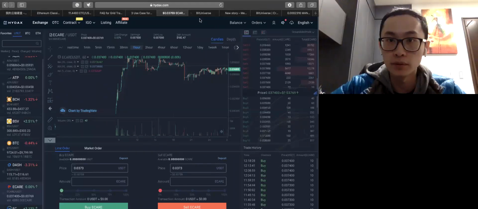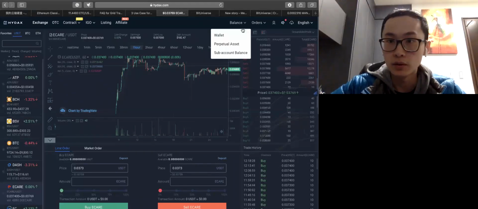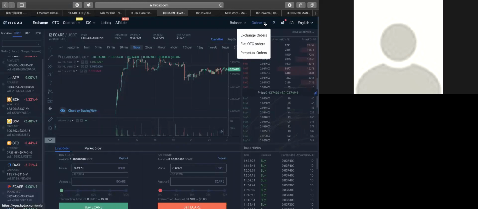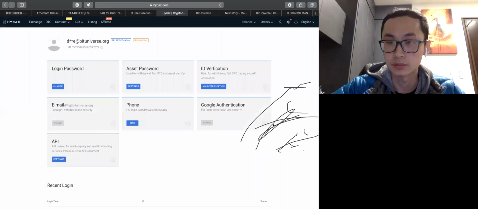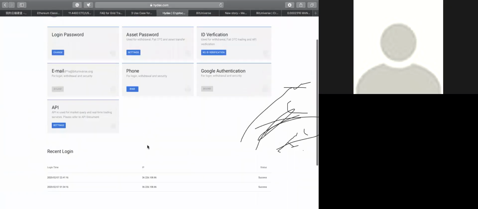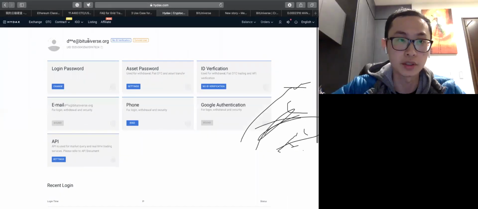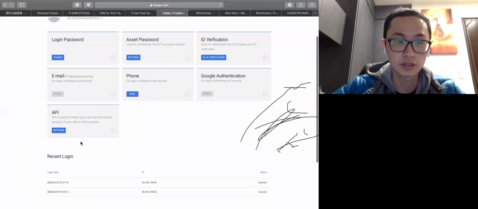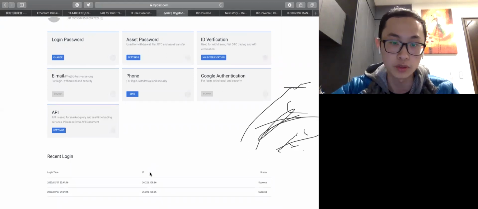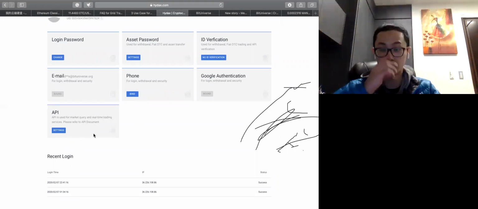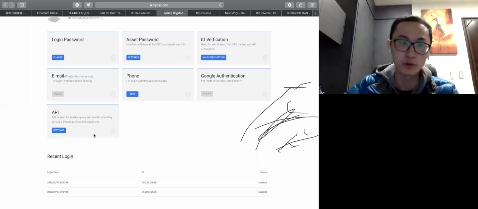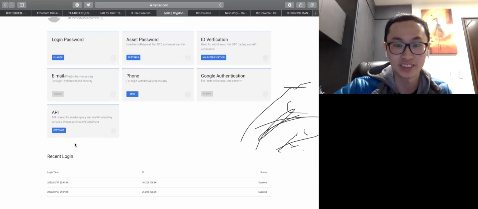So for Hydax, you could get your API keys under your account page here. I want all of you to just follow my steps and do it with me. So after the workshop, you will all have your API imported to BitUniverse.